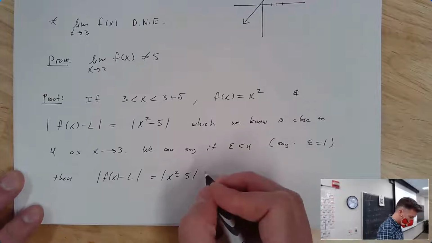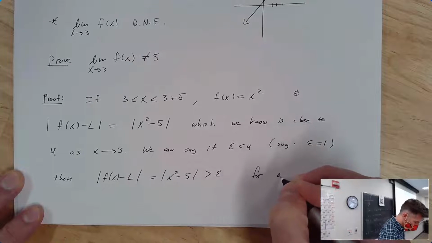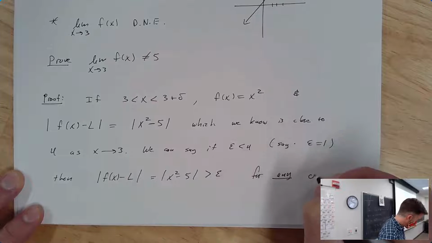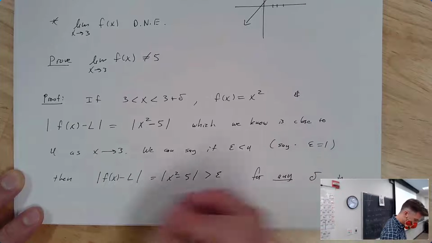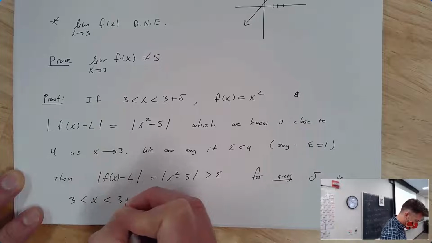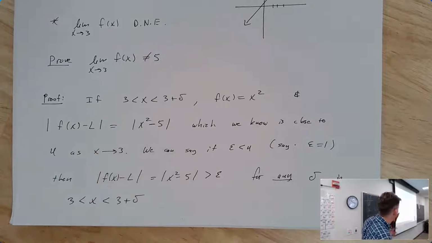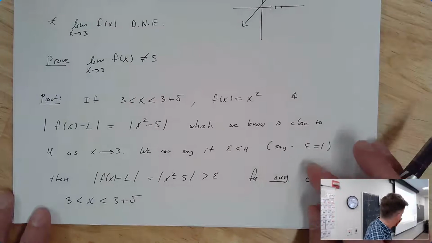That's going to end up being larger than epsilon for any delta such that 3 is less than x is less than 3 plus delta. No matter how small delta is, the function is still going to be too far away from the limit value. We can make delta really, really small, but no matter how close we get, we're never going to get that function.